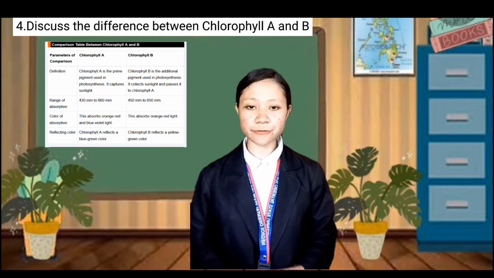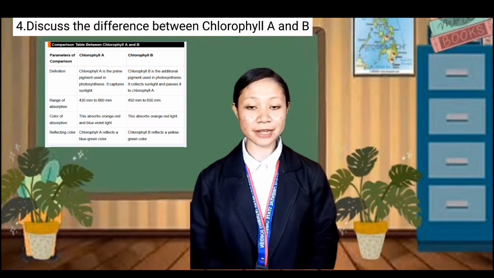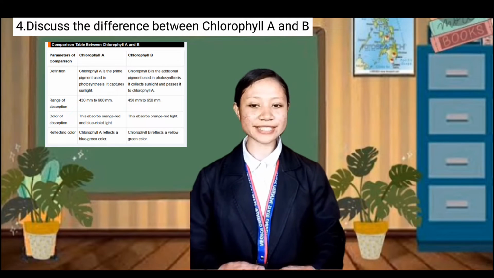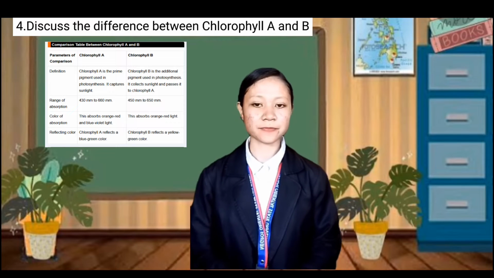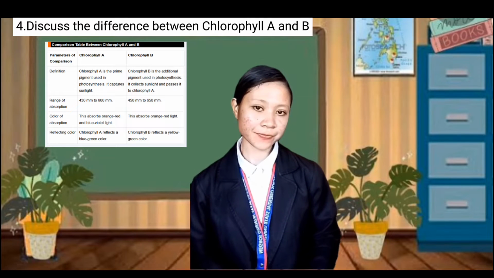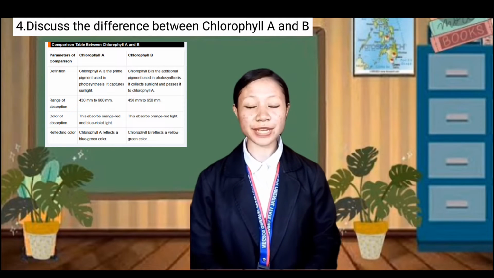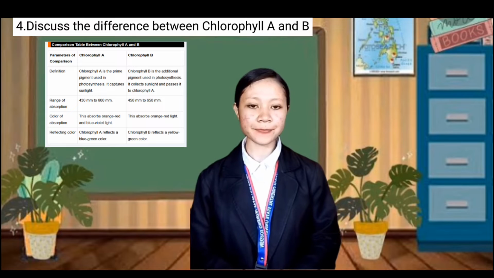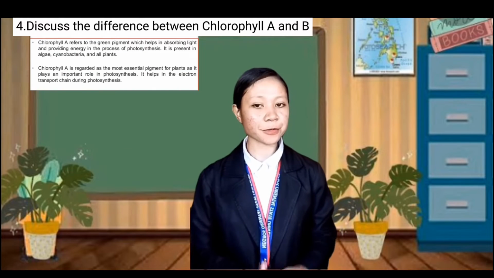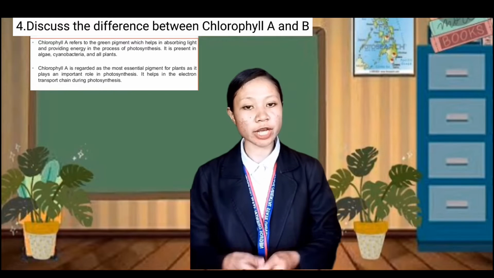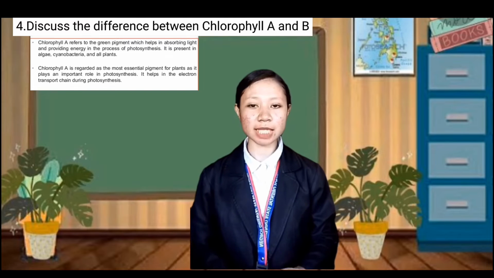In terms of color absorption, chlorophyll a absorbs orange-red and blue-violet light, while chlorophyll b absorbs orange-red light. In reflecting color, chlorophyll a reflects a blue-green color, while chlorophyll b reflects a yellow-green color. Chlorophyll a refers to the green pigments which help absorb light and provide energy for the process of photosynthesis.